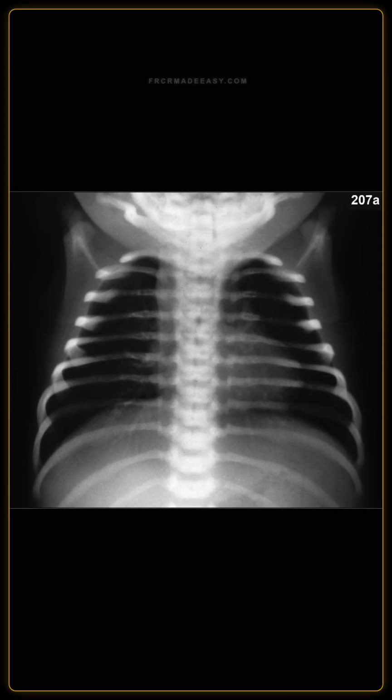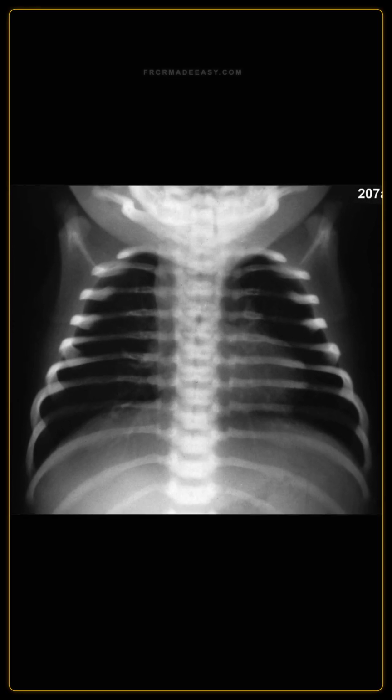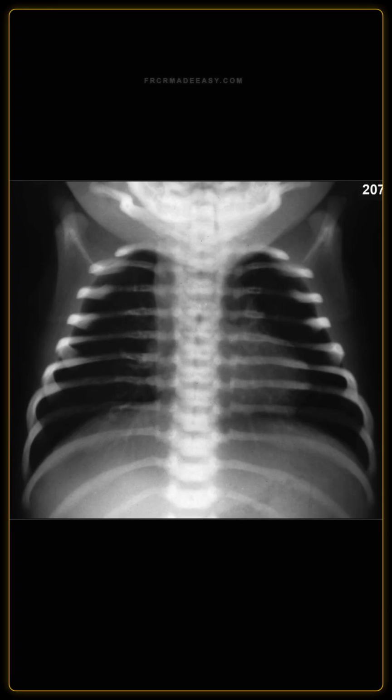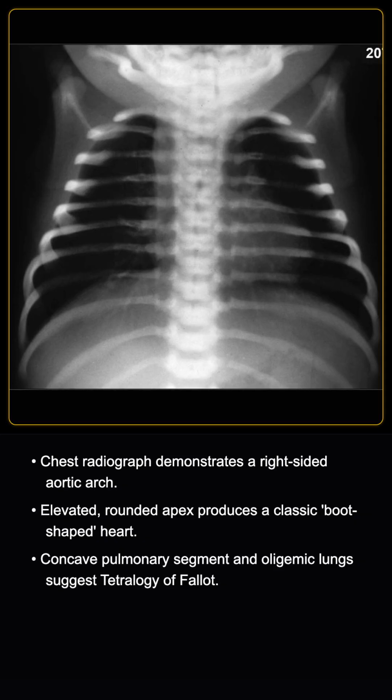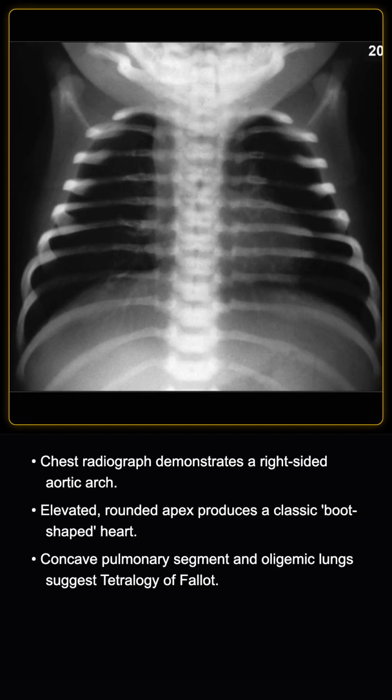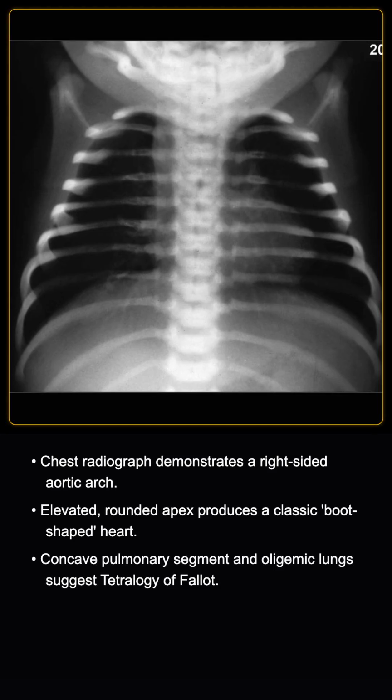A 2-month-old baby presents with cyanosis. I'm showing you the chest radiograph. Describe the findings. Okay, assessing the provided imaging. The chest radiograph demonstrates a right-sided aortic arch.